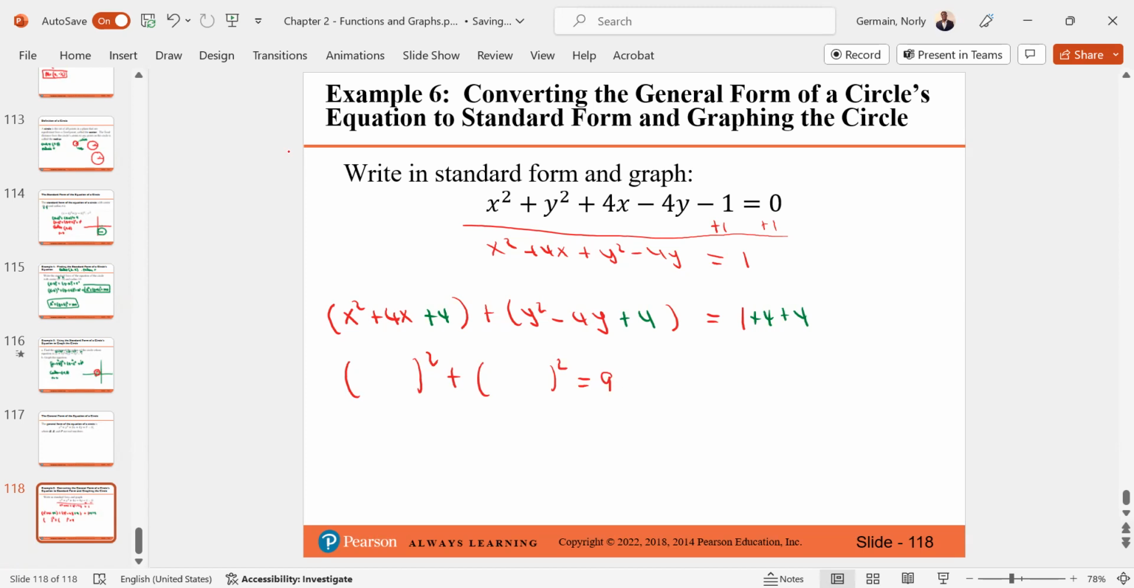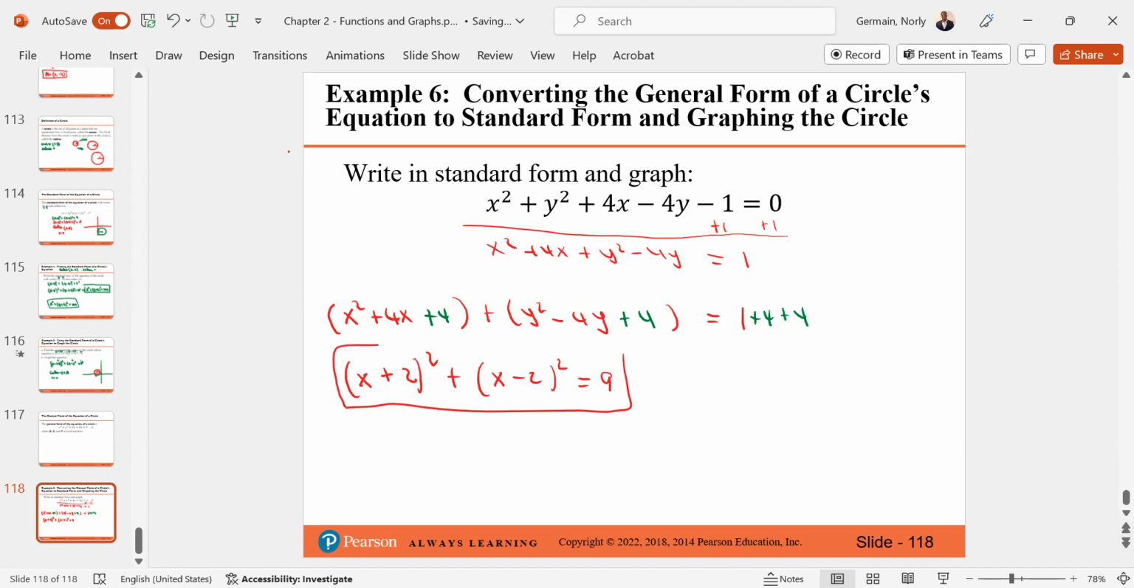you can do a plus b power. Remember, what is the square root of x squared? It is x. What is the square root of 4? It is 2, and the sign is in the middle. So x plus 2 is the one. When you expand, that will give you x squared plus 4x plus 4, and the other one will simply give you y minus 2. So you end up having the center negative 2, 2, and the radius 3 for that one.